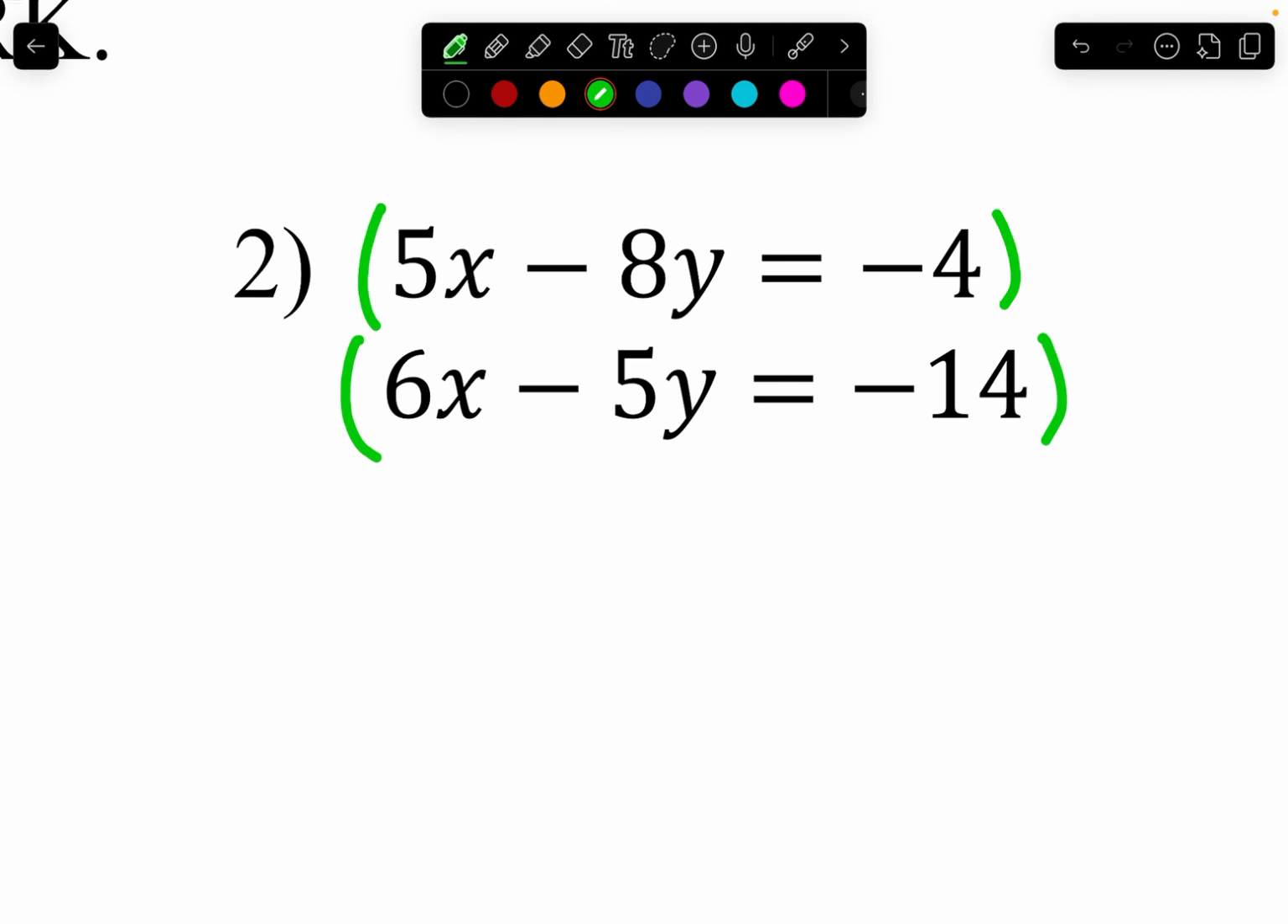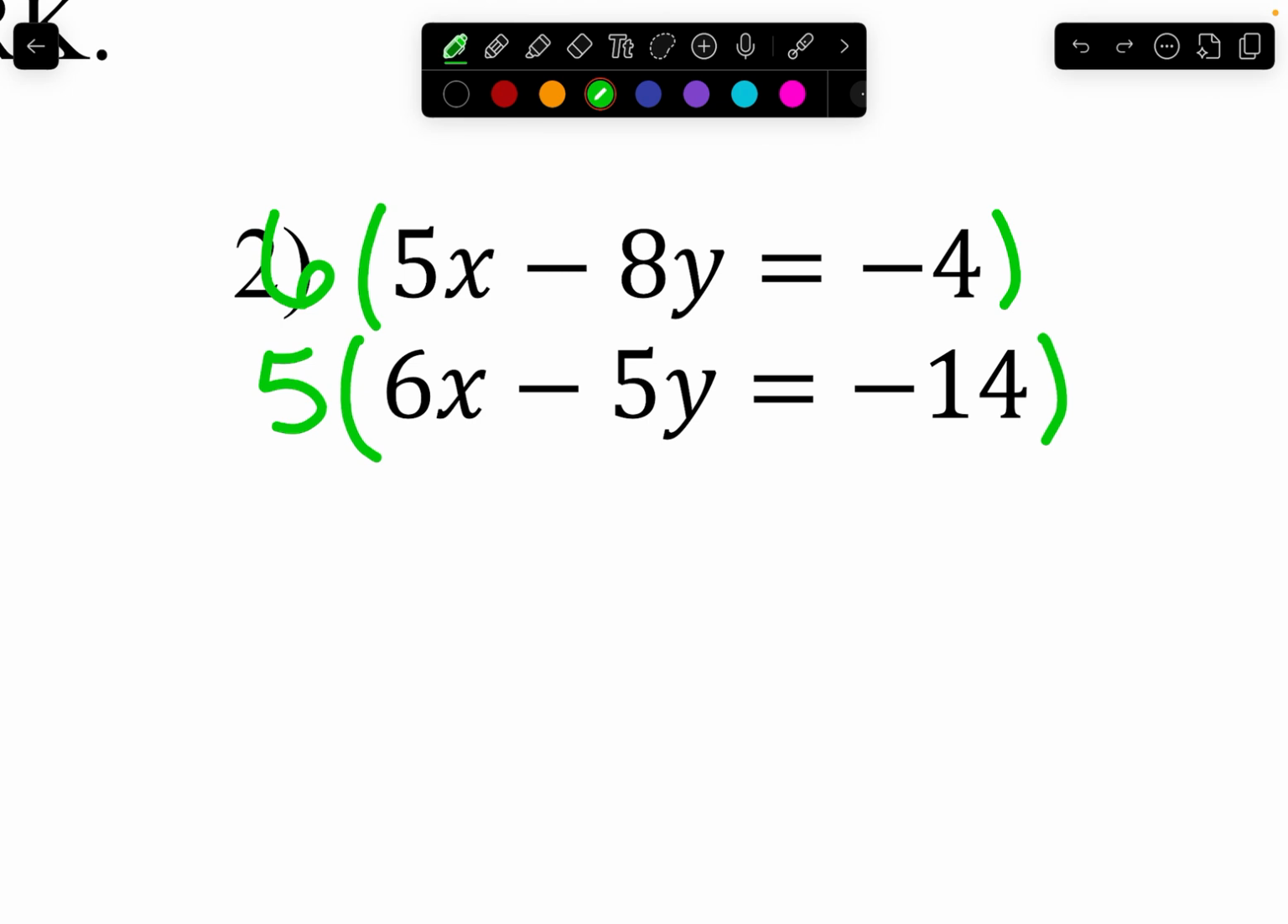What do you mean by that, Ms. Olmsted? I'll tell you. We had a 5. So I'm going to multiply that bottom equation by 5. We had a 6. I'm going to multiply that top equation by 6. And what that does is it automatically makes those two numbers the same, right? Multiply them by each other, they make them the same.